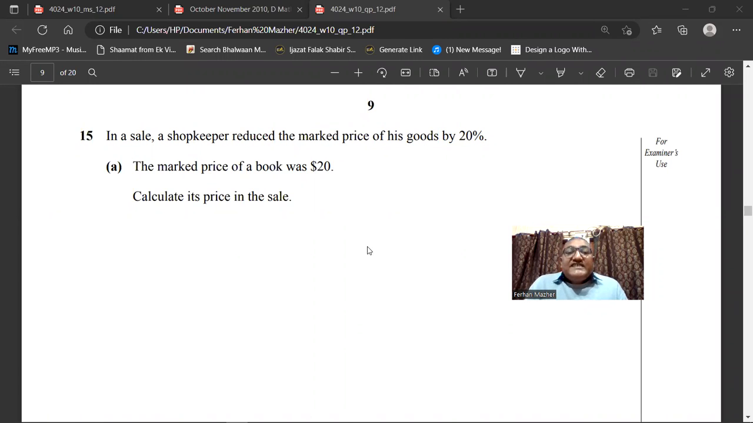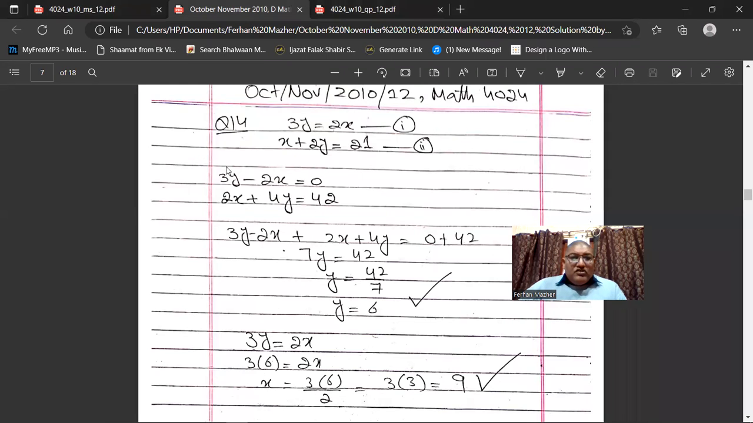He says, in a sale, a shopkeeper reduced the marked price of his goods by 20%. The marked price of a book was $20. Calculate its price in the sale. So the price will be reduced by 20%. The marked price is given. Marked price minus the discount is equal to the sale price. So let me show you.